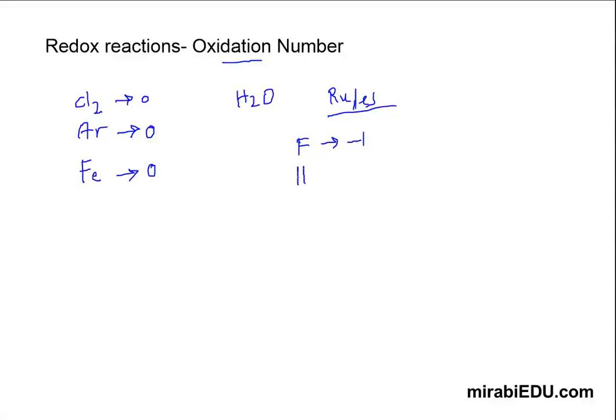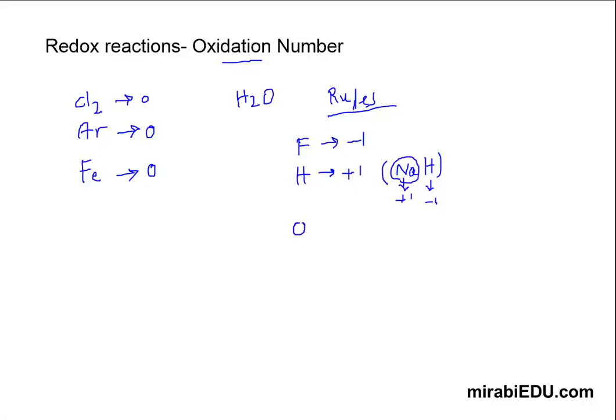Hydrogen will be usually +1. This is usually, but there are exceptions in hydrogen halides. For example in NaH, the oxidation number of sodium will be +1 and hydrogen will be -1, because sodium and some metals are less electronegative than hydrogen and they will lose electron.